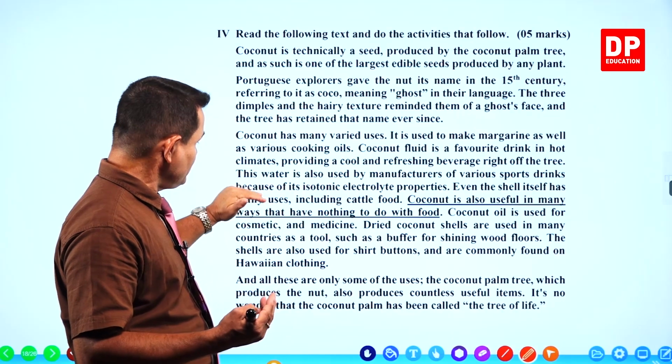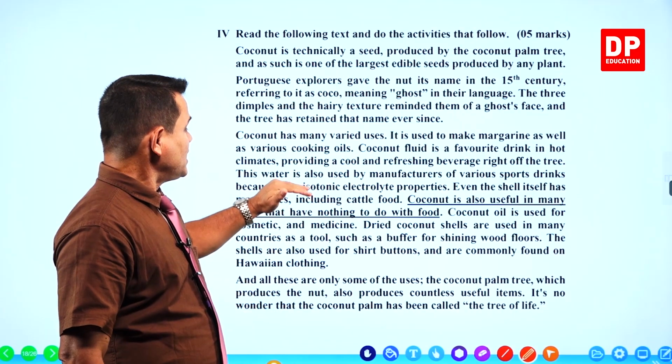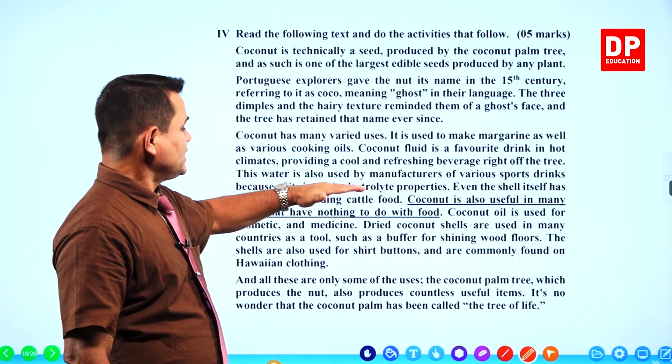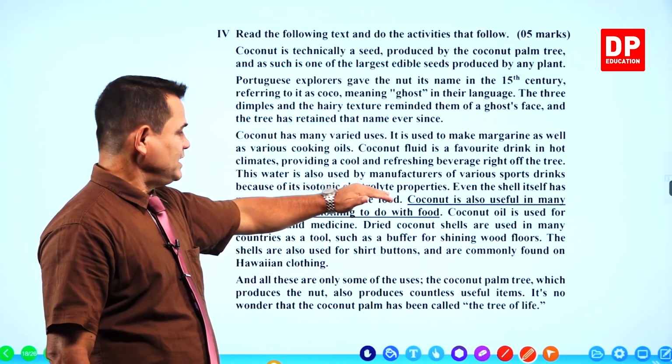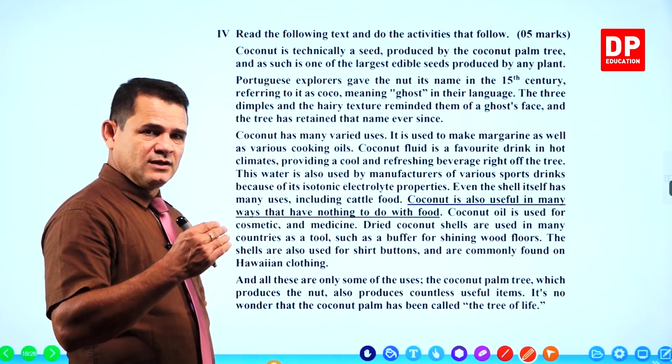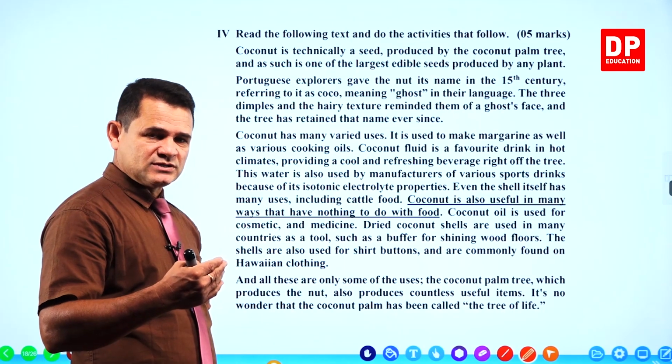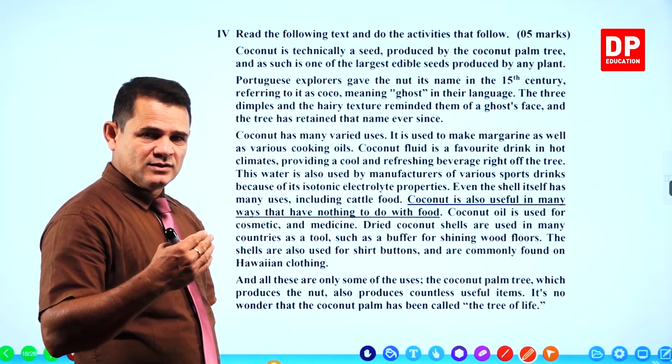Drinks because of its isotonic electrolyte properties.